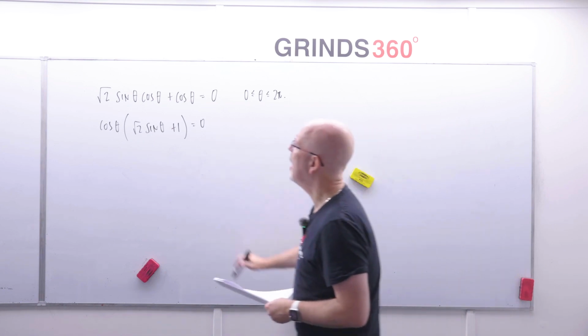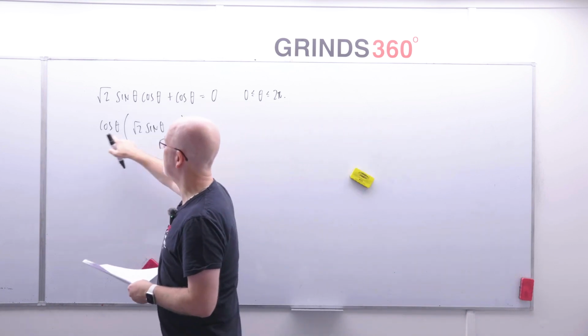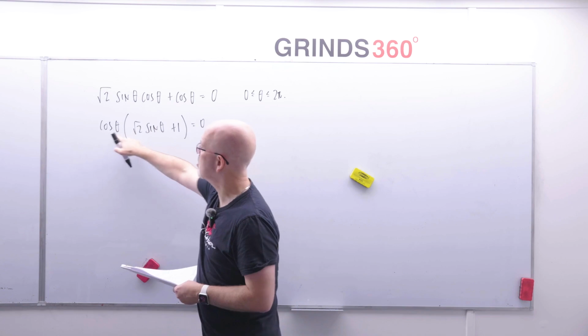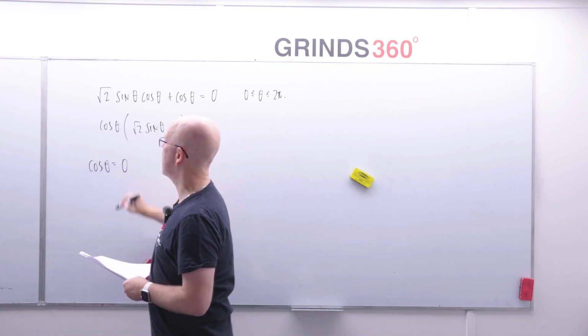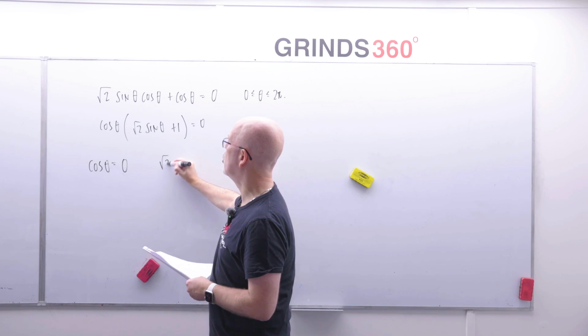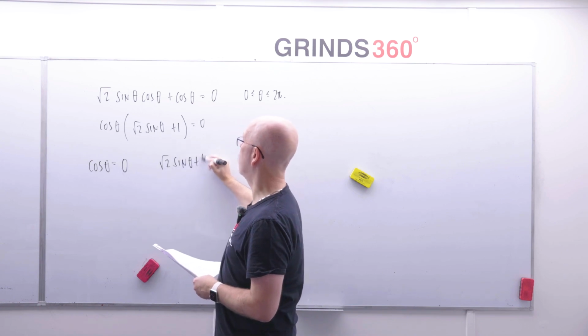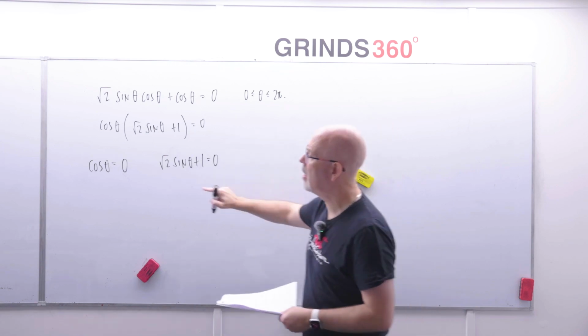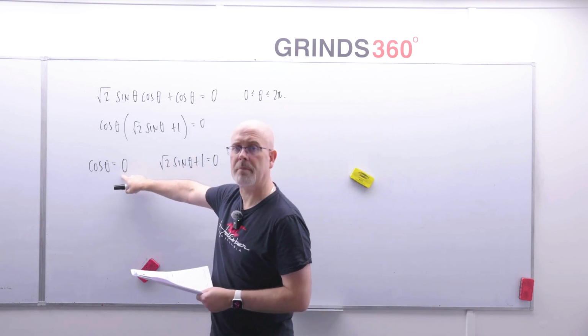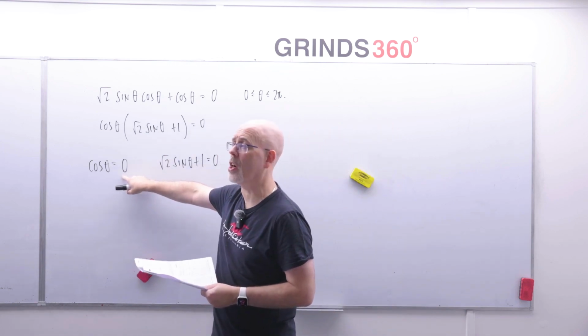So you can see then, if these two things multiply together to give me 0, either that must be 0 or that must be 0. So we get cosine theta equal to 0, or we get root 2 sine theta plus 1 equals 0. And there's two equations I can solve. And notice again here, there's another equation where we've got a 0 involved. It's a cosine one.